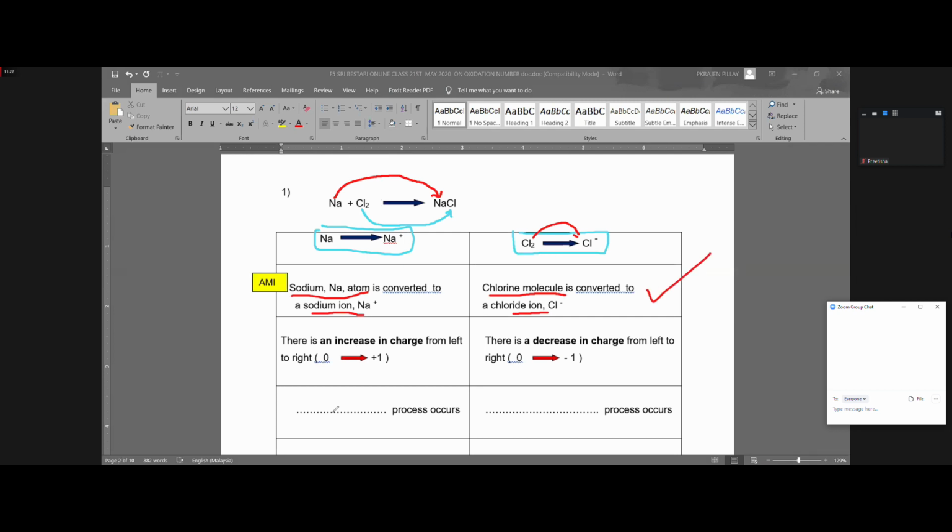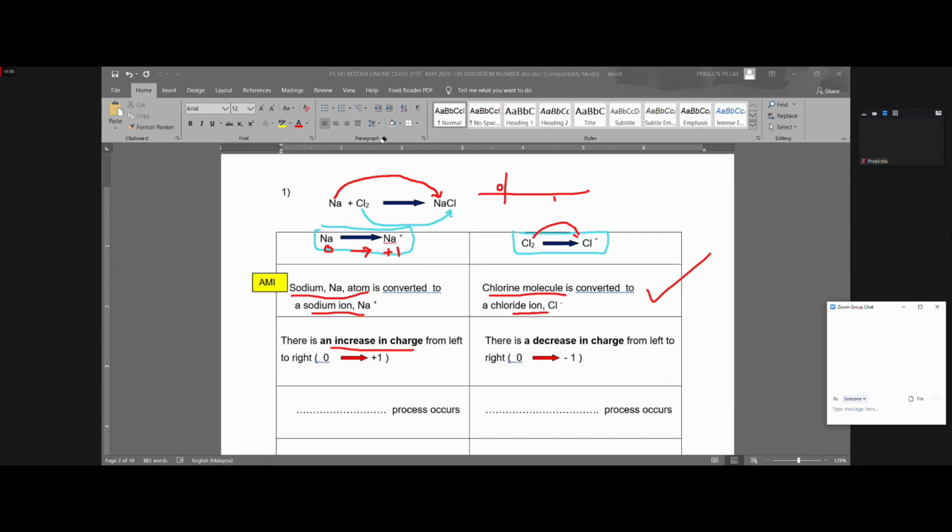Now we go to this one: why do I say there is an increase in charge? Let's check. The charge of the sodium atom is nothing, meaning zero. Then what is Na+? The charge is +1, following the charge on the ion. So now we do maths: this is 0 and this is +1, or I just put 1. Sorry about that. You see, you're going from 0 to +1.